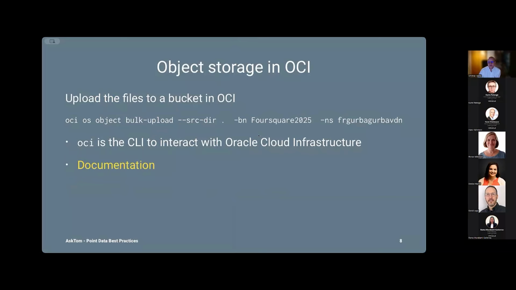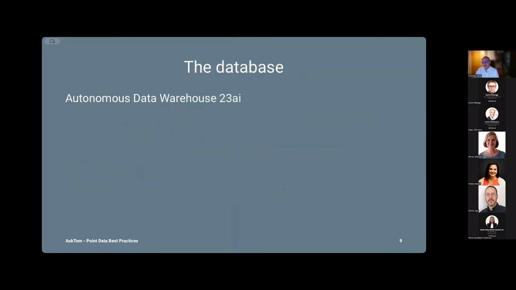So I think it's fairly easy to upload these files to the object store. You can just use this OCI command and upload the entire directory to a bucket you create in your object store. I used Autonomous Data Warehouse 23 AI, but you can of course use 19c and so on. But there are some new features in 23 AI that make it much easier to get started.